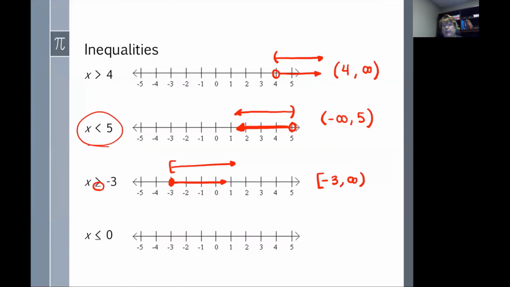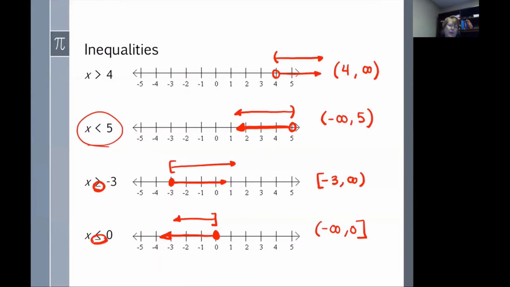So what would we do with the next one? Well, it's all the numbers less than or equal to 0. So closed dot, all the numbers to the left. Or in our bracket notation, it's a bracket and an arrow drawn to the left. So what does our interval notation look like? Well, this interval starts at negative infinity. We always use a parenthesis, never a bracket, next to infinity, comma, 0 with a bracket. So if we have equality, use a bracket. If we don't, we use a parenthesis.